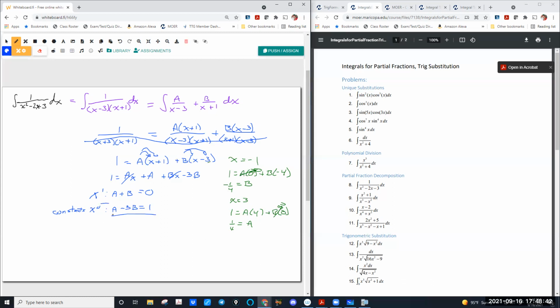I subtract going down. a minus a is 0. b minus a negative 3b is 4b. 0 minus 1 is negative 1. Divide by 4. I get b equals negative 1/4. All right, boom. And a plus b has to equal 0. So what does a have to be based off of that? Well, it's got to be the opposite of b, if adding those two together equals 0, and there's our 1/4.